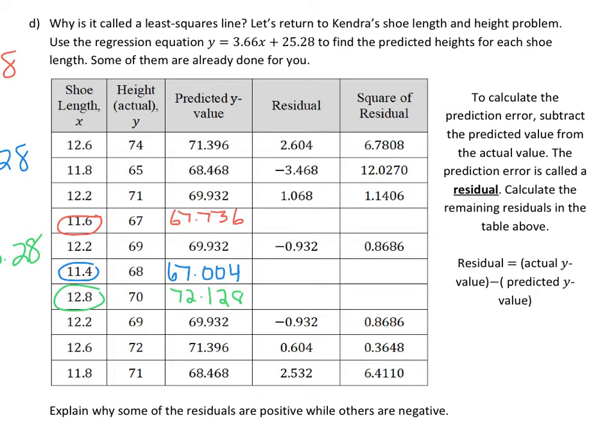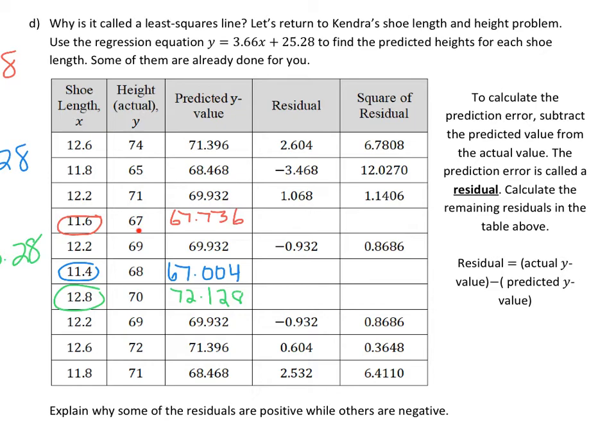Okay. Now on the right-hand side here, it says to calculate a prediction error, subtract the predicted value from the actual. This prediction error is called a residual. Calculate the remaining residuals in the table above. So again, actual minus predicted. So we only have 3 blanks here. Here's our actual height, it tells us above, and here's our predicted.